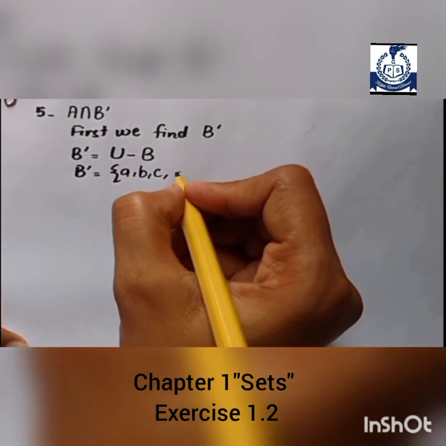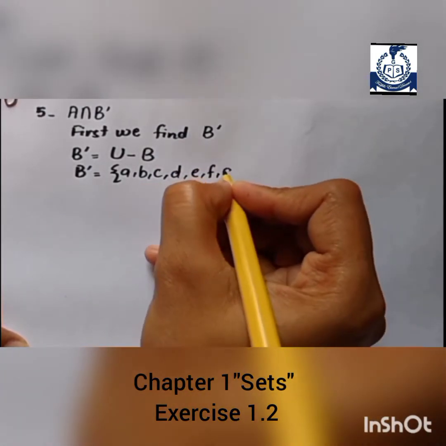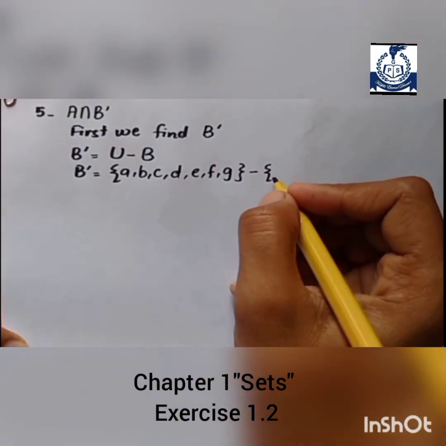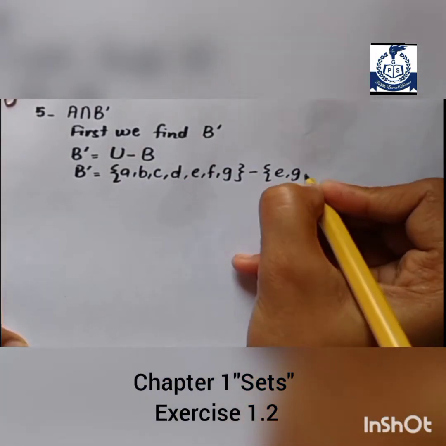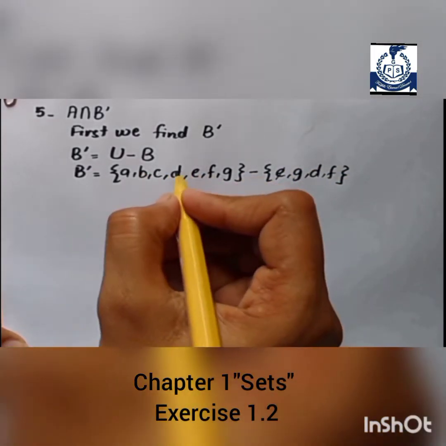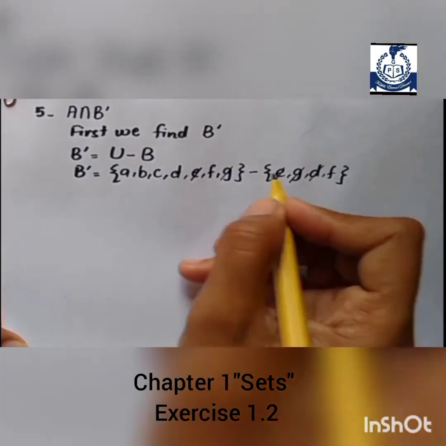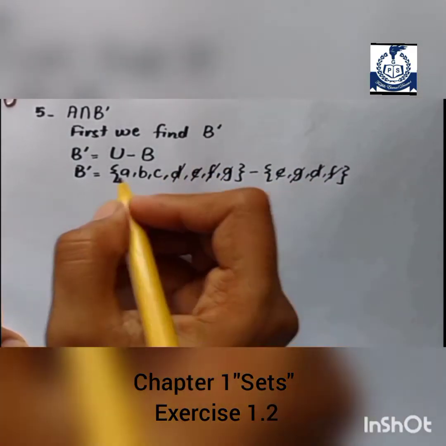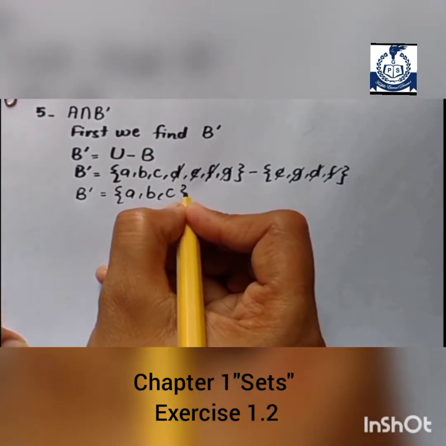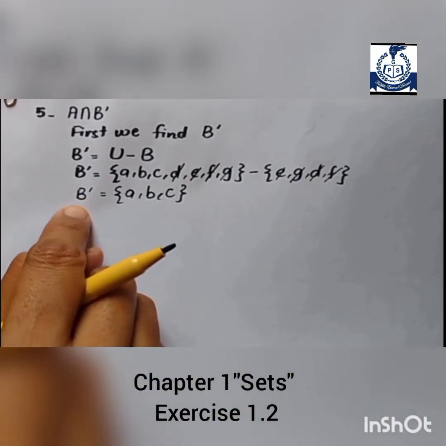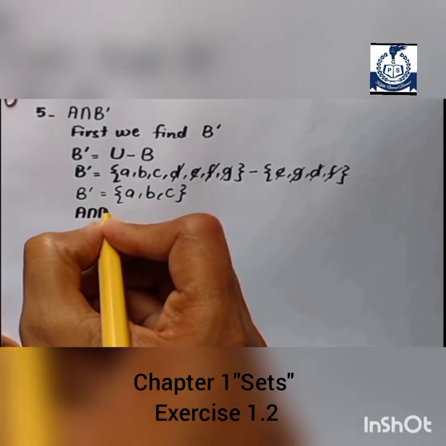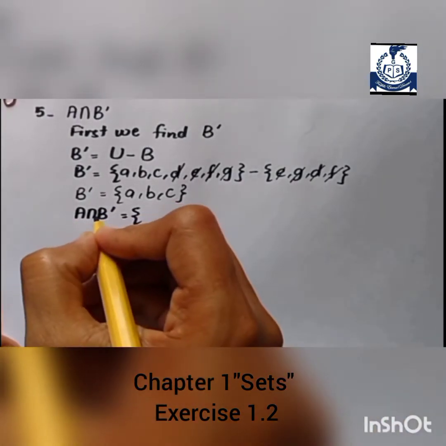Universal set A, B, C, D, E, F, G minus sign as it is, and in a place of B we write the element of set B, E, G, D, F. So we cancel out the same elements, G से G, F, D से D cancel out, F से F cancel out. So remaining elements are B complement is equal to A, B, C. Then we find the A intersection B complement. A intersection B complement. B complement already we find out.